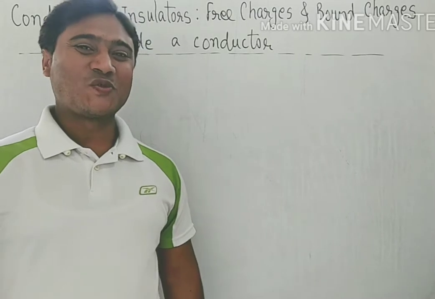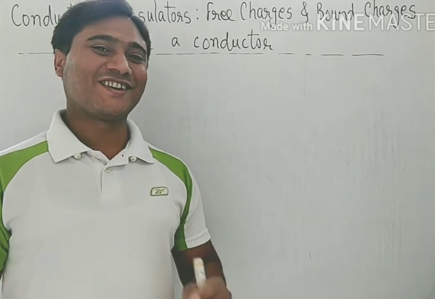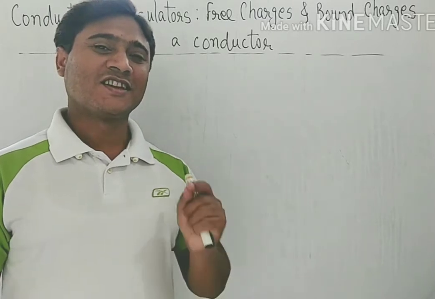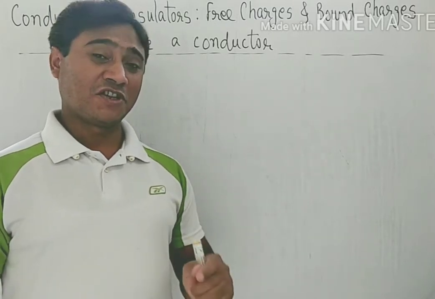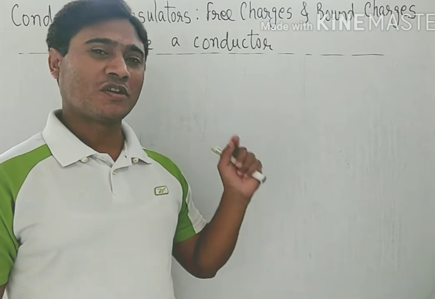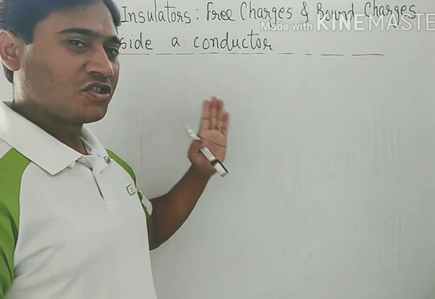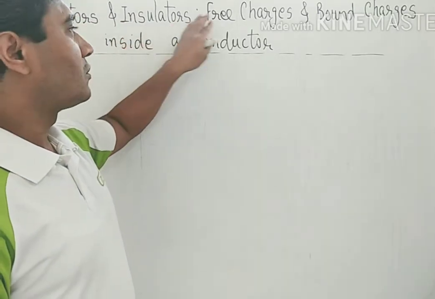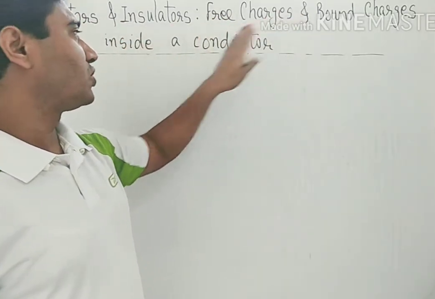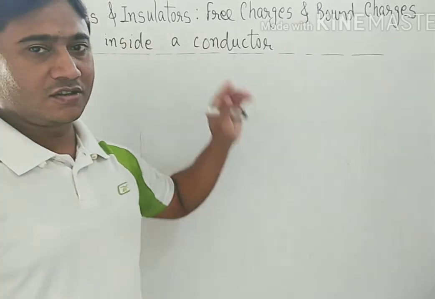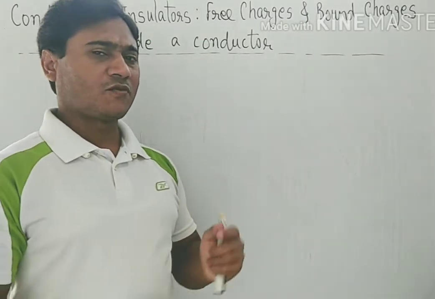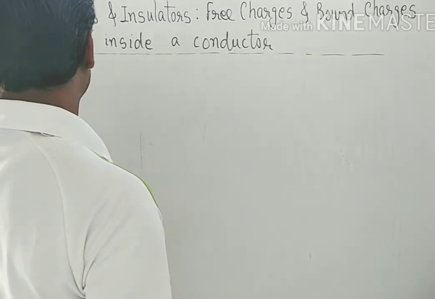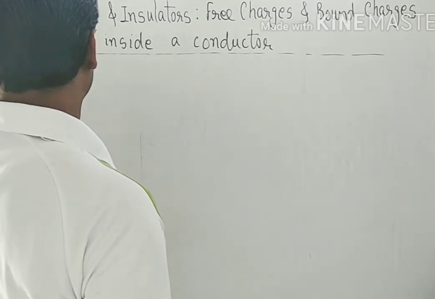Hello students, welcome again. Let's start the last chapter of unit 1, electrostatics, and the chapter name is capacitance. The very first topic that we are covering today is conductors and insulators, free charges and bound charges inside a conductor. So let's discuss the introduction first.